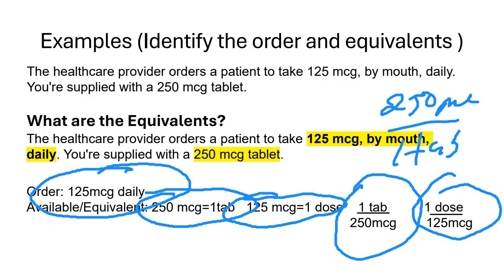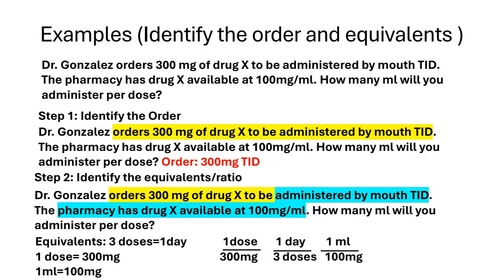Okay, so another example. In this case, Dr. Gonzalez orders 300 milligrams of drug X to be administered by mouth TID. TID means 3 times a day. And the pharmacy has drug X available at 100 milligrams per mL.